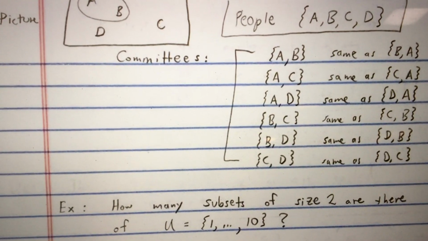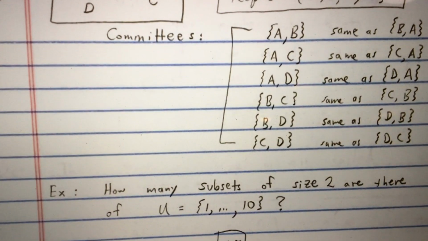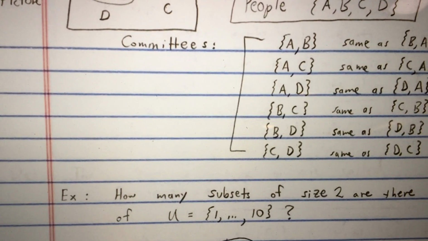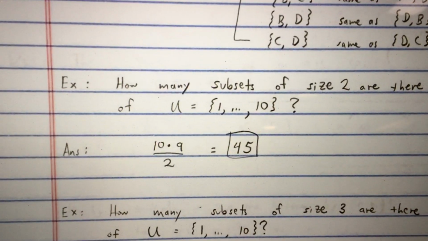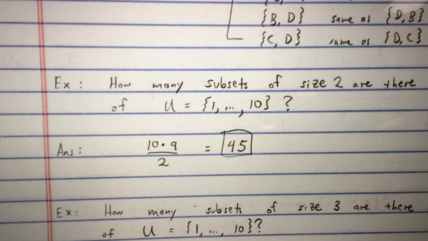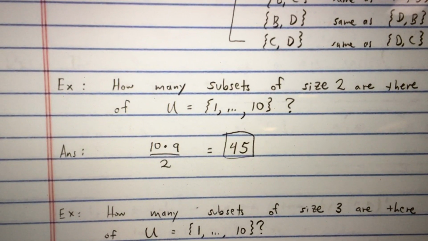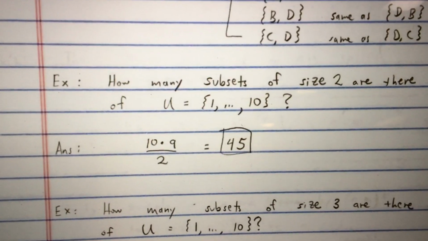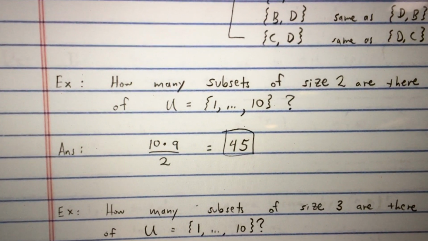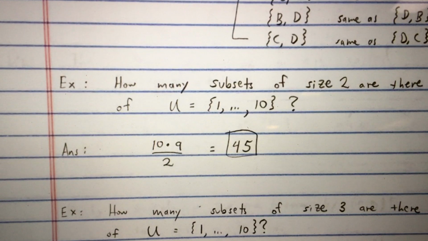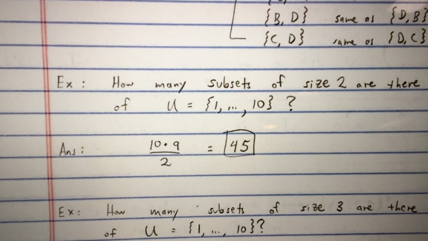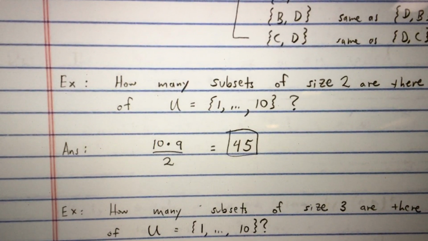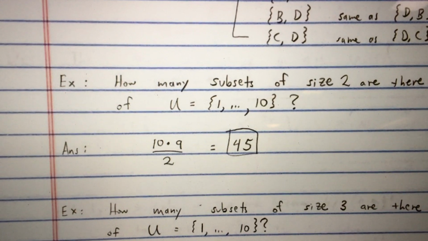So here's another example. How many subsets of size 2 are there from the set U, which is the numbers 1, 2, 3, all the way up to 10? So there are 10 total numbers, and we want to make a subset of size 2. This is like having 10 people and making a committee of size 2. So there are 10 choices for the first, 9 choices for the second, and then there are 2 ways to make each subset. Picking them in order doesn't matter. I want to divide out by the 2 ways of making each, and so I get 90 divided by 2 is 45.